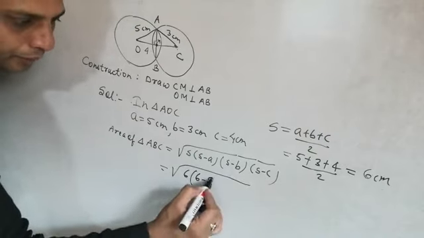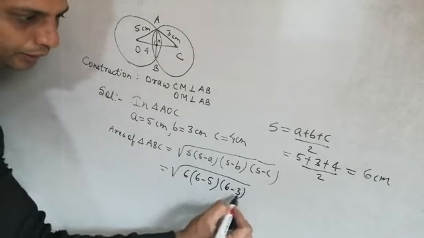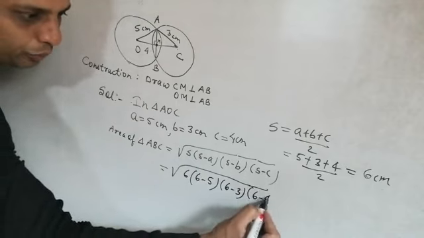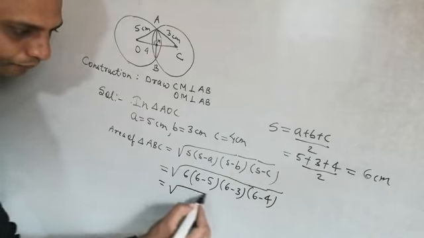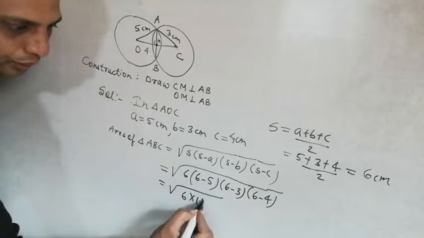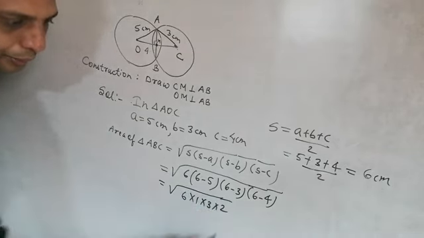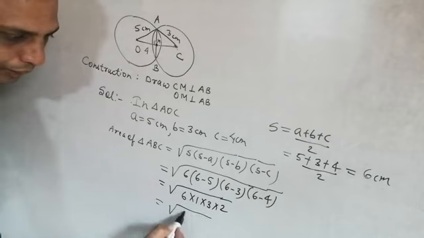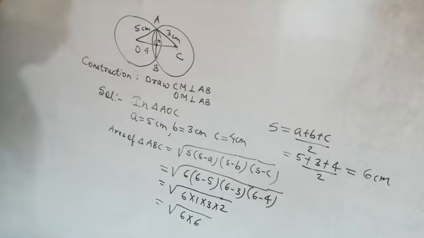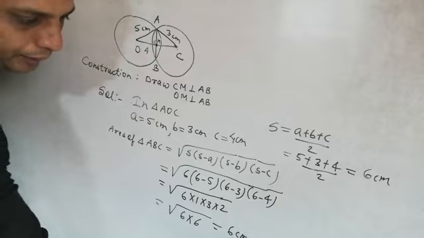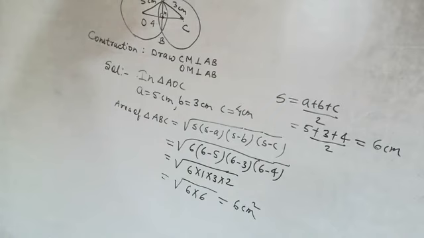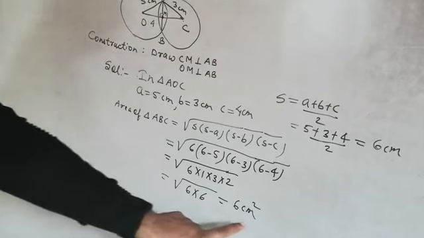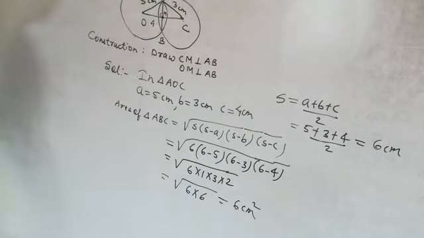6 minus 5, 6 minus 3, and 6 minus 4. So it will be equal to the square root of 6 into 1 into 3 into 2, which is 6 into 6. From the square root, 6 will come out. So 6 centimeter squared is the area of the triangle.